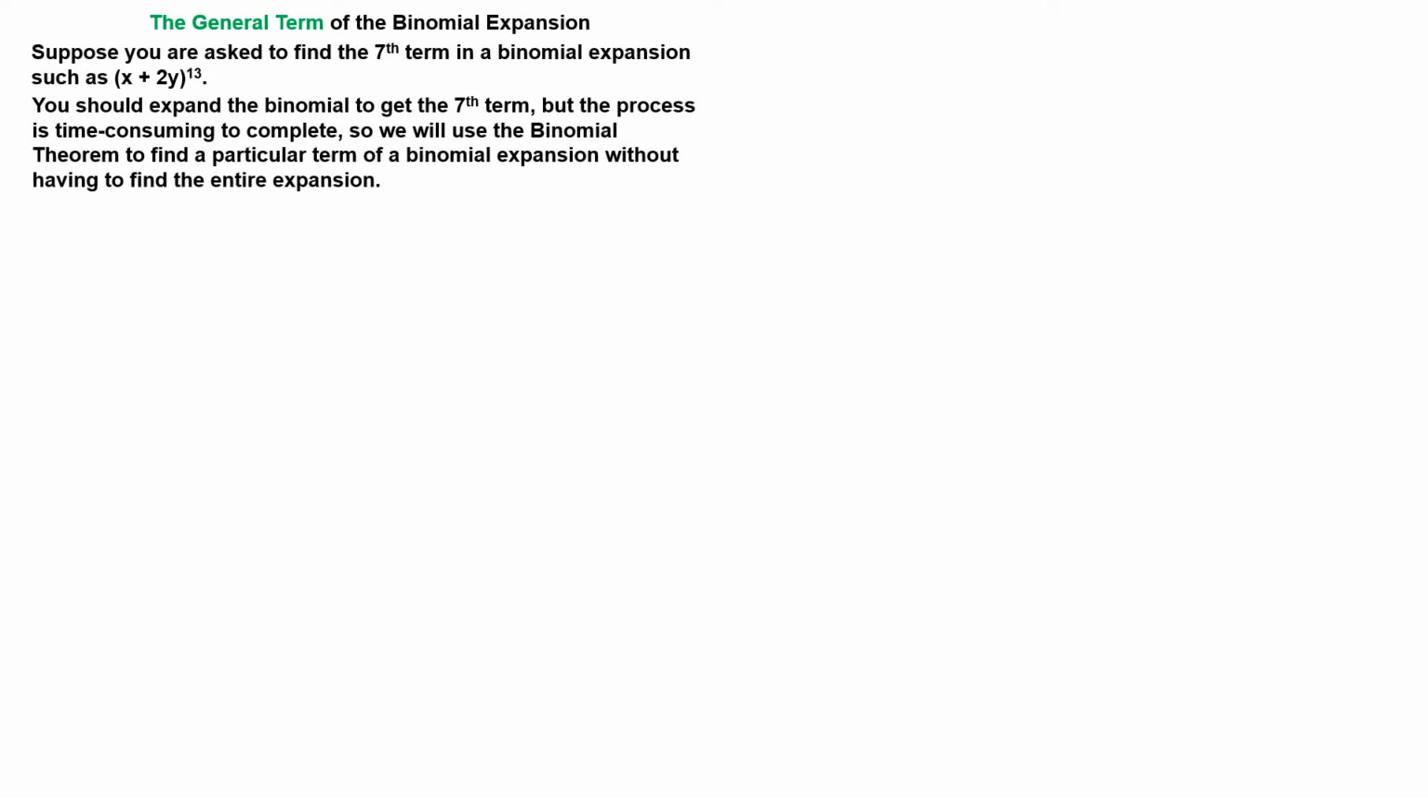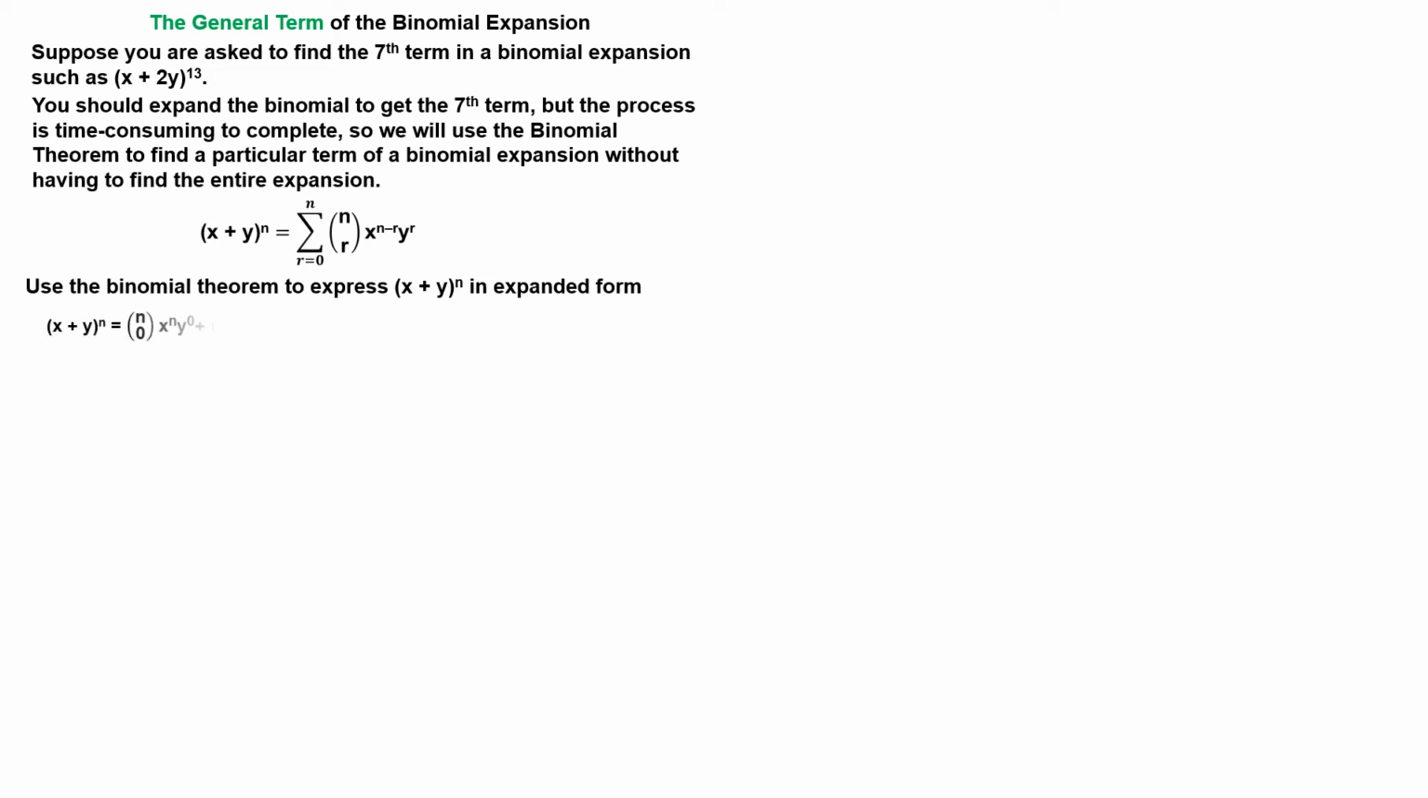We have already seen the relationship between Pascal's triangle and the binomial theorem. From this relationship, we were able to produce the binomial theorem. Now we use the binomial theorem to express the binomial in expanded form. Note the pattern of coefficients in the expansion.